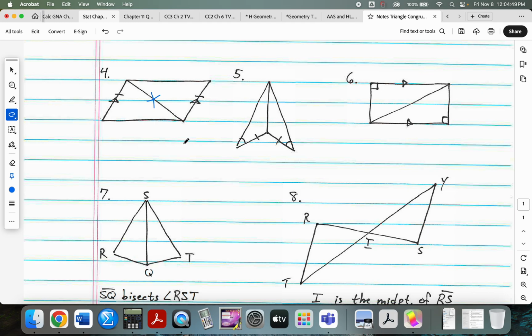Let's see. Who's in desk 11? Grant, can you tell me what's going to be true if these two sides are parallel? And if you don't know, Blake's dying to tell us. Alternate interior. Yeah, the alternate interior angles are congruent.